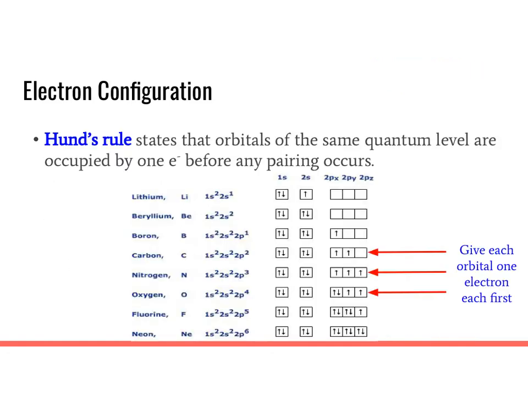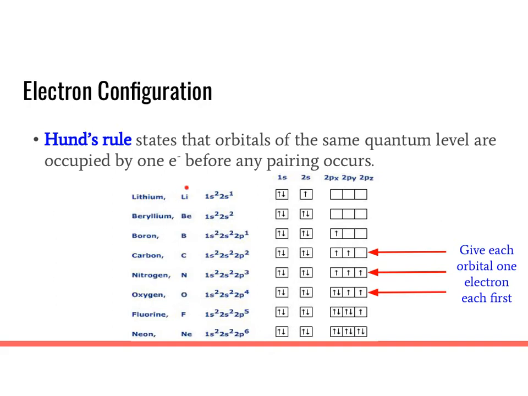The last little rule that we have, remember, we have to have the lowest energy being filled first. We have to have opposite spins on our electrons. But our last one states that orbitals of the same quantum level are occupied by one electron before any pair occurs. So what does that mean?